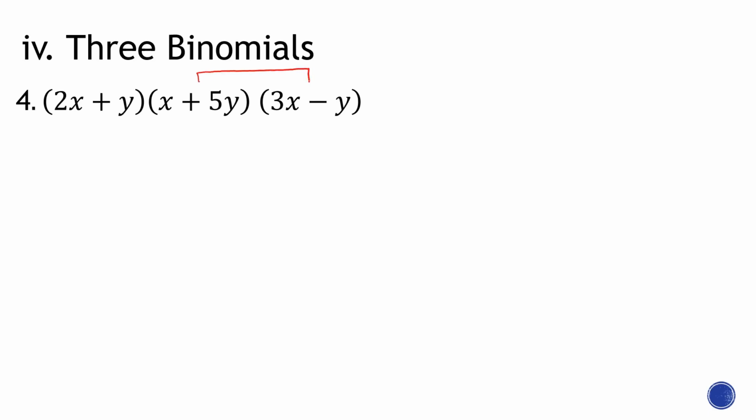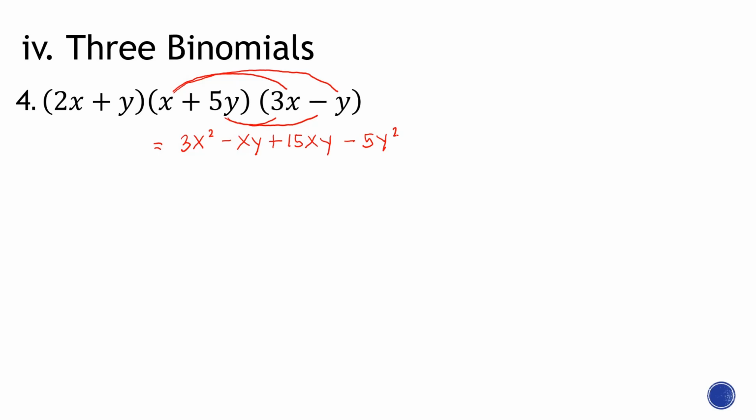These two. Okay. So let's multiply that using, of course, the FOIL method. So x times 3x is 3x squared. First terms, and then these are the outer terms, that's negative xy. The inner terms are this, that's plus 15xy. The last terms are 5y and negative y, that's negative 5y squared.